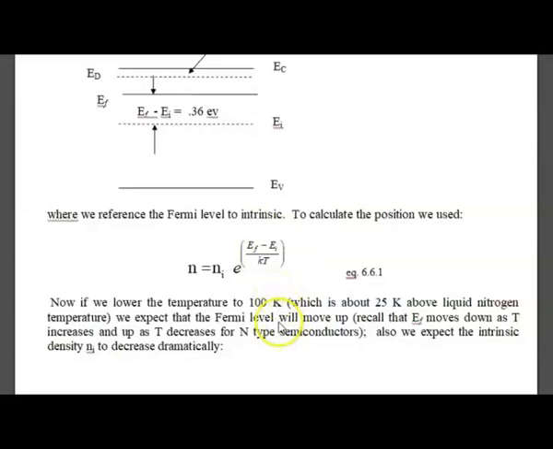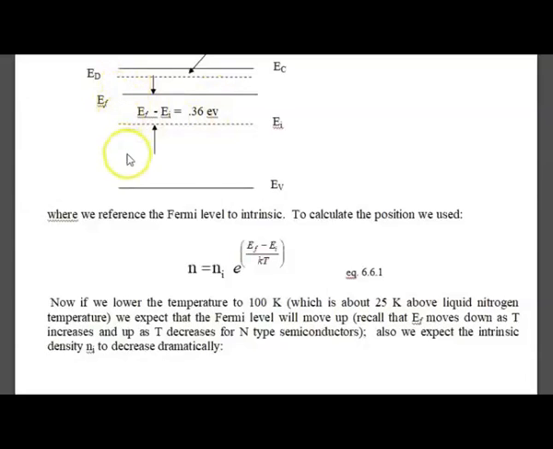Now, if we lower the temperature to 100 Kelvin, which is, like I said, about 25 Kelvin above liquid nitrogen temperature, we expect the Fermi level to move up. As temperature goes up, the Fermi level moves down. As temperature goes down, the Fermi level moves up.